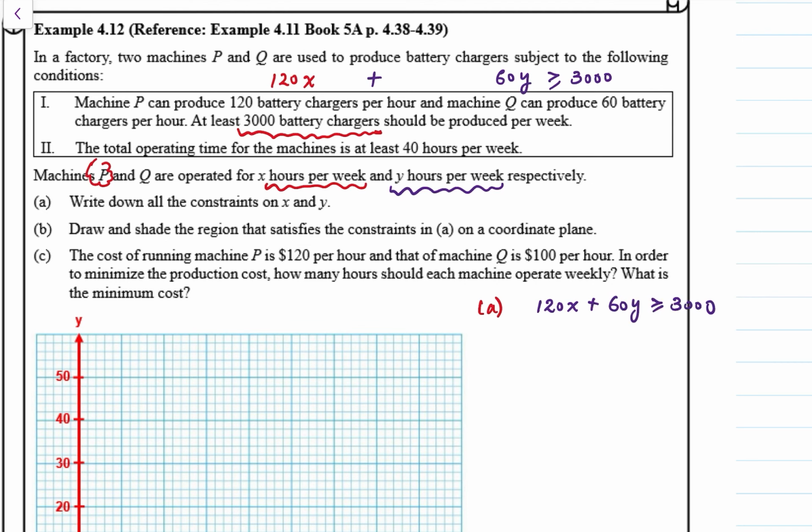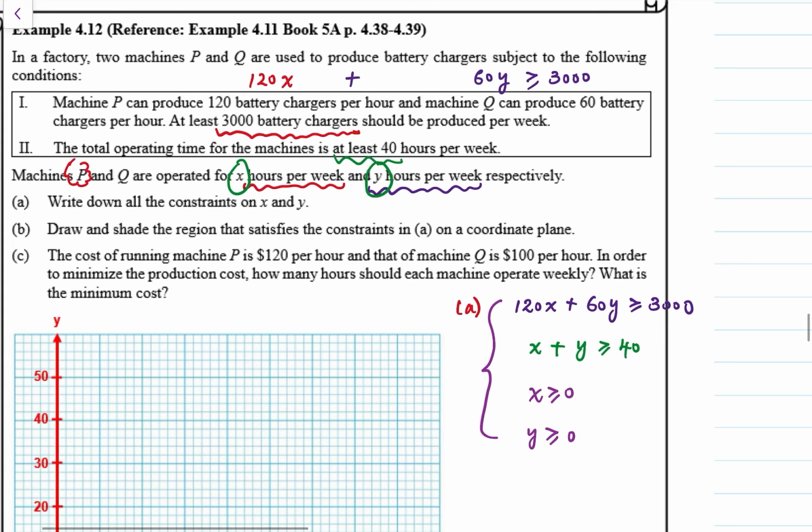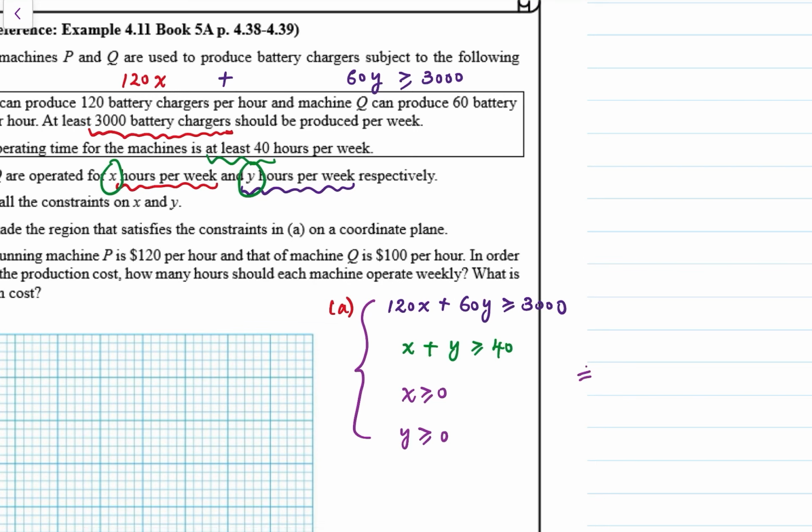Total operating time for the machines is at least 40 hours per week. Machine P operates for X hours. Machine Q operates for Y hours. So we need at least 40 hours per week. And again, X, Y cannot be negative. Of course, they can be zero, it's just that they cannot be negative. So we get these constraints on X and Y. Always remember to simplify these constraints. So we have the system of inequalities in part A.